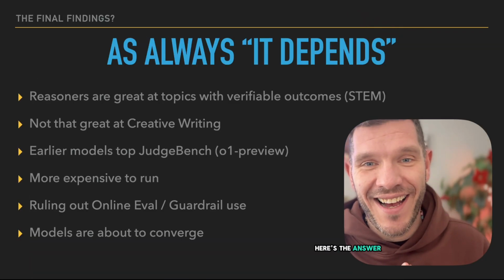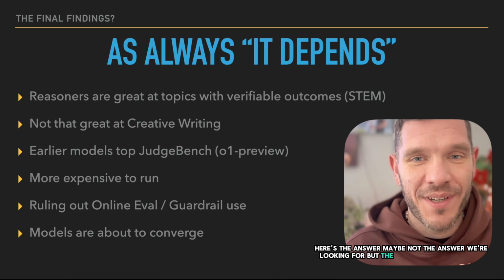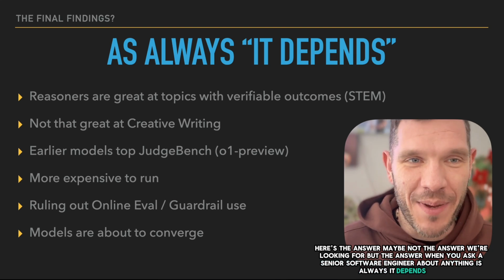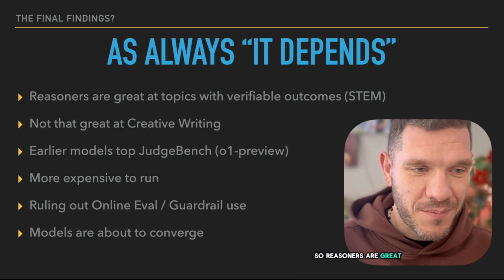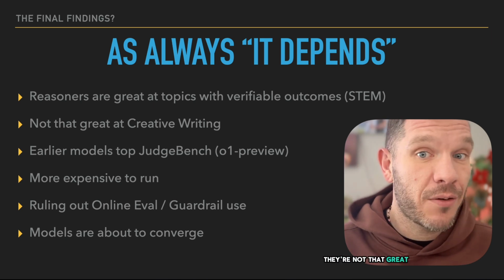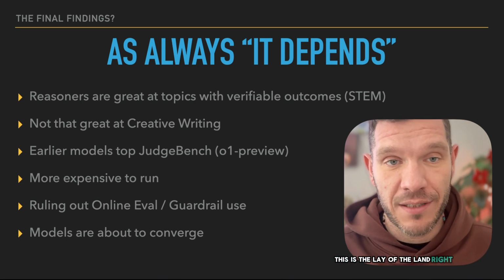Here's the answer. Maybe not the answer we're looking for, but the answer when you ask a senior software engineer about anything is always, it depends, right? So reasoners are great at topics with verifiable outcomes, STEM topics, math and code. They're not that great at creative writing. This is the lay of the land right now.